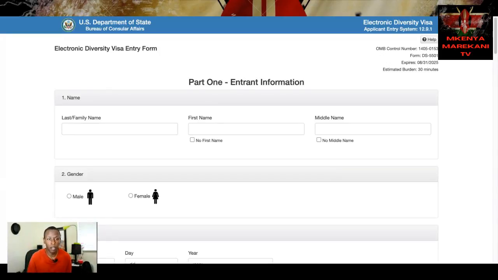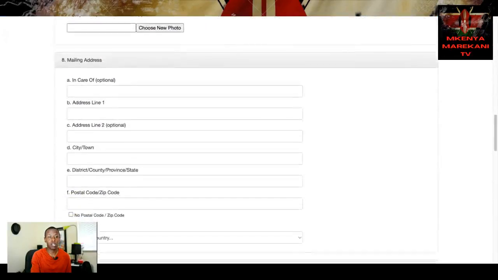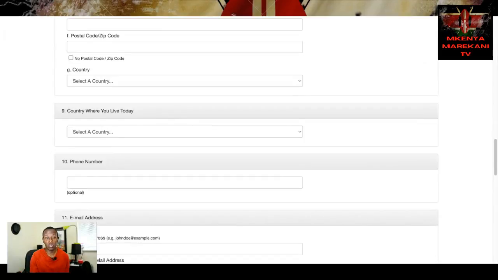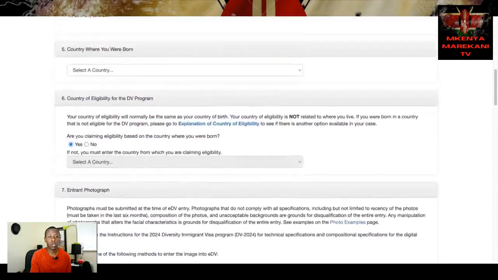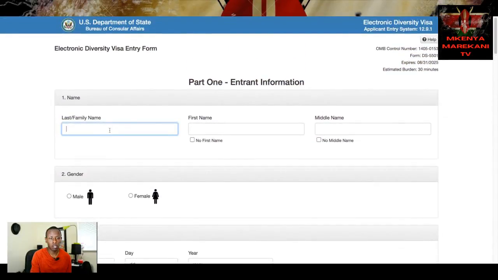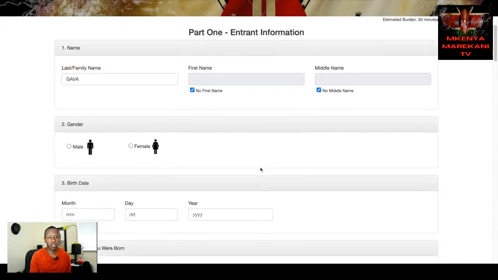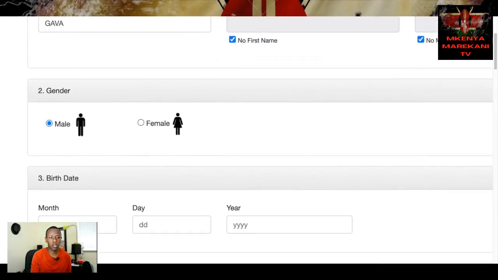Voila, we are now in the electronic diversity visa entry form, and this is how you fill in your information. This is the first part, and if you're one person, this is all you need, definitely. So let's just say my name is Gava. Then maybe I don't have a first name and I don't have a middle name. I am a male. We are filling this green card so that you can see.